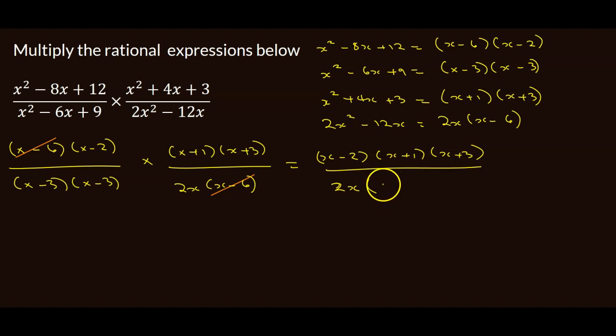So 2x multiplied by x minus 3 multiplied by x minus 3. So this is the solution. If you want to go the extra step, you can distribute all of this, but for the purpose of this lesson, it's not that important. We're just trying to show how you simplify.